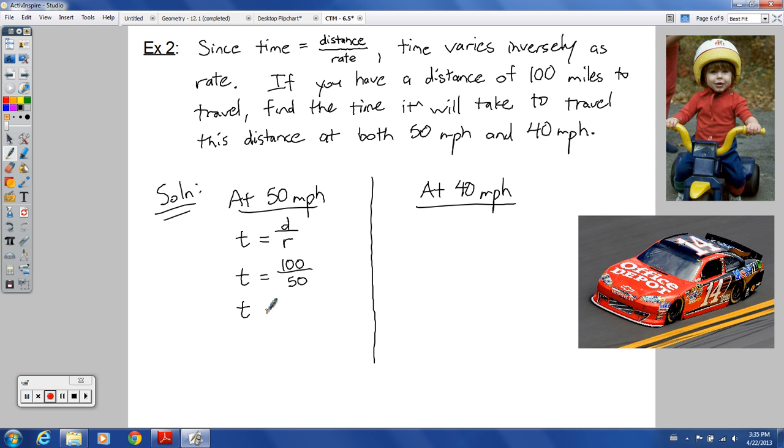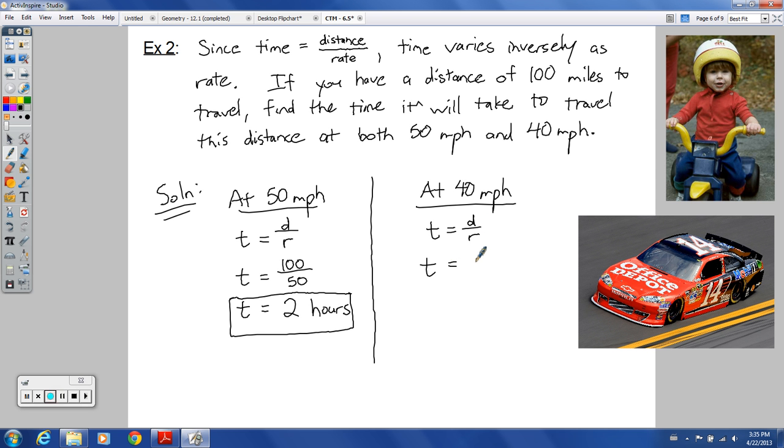So this is very straightforward. This time we don't need to solve for the constant of proportionality. We know the constant value, the distance is the constant value. Your k value here then is 100. No matter how fast you're going, the distance is still 100. The distance remains constant. And so here it would be 2. This is miles over miles per hour, so you would have 2 hours for your time right there. In your solution for 40 miles per hour, use the same formula, T equals D over R.